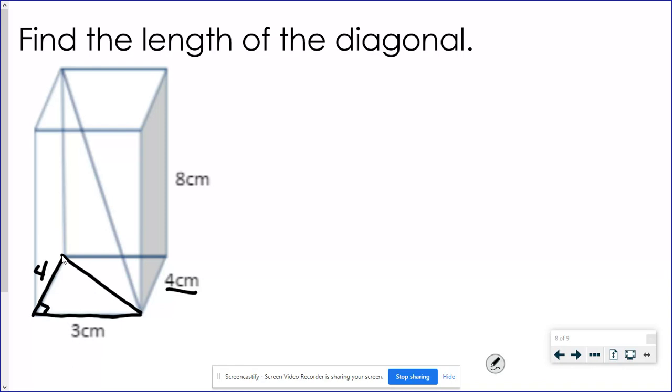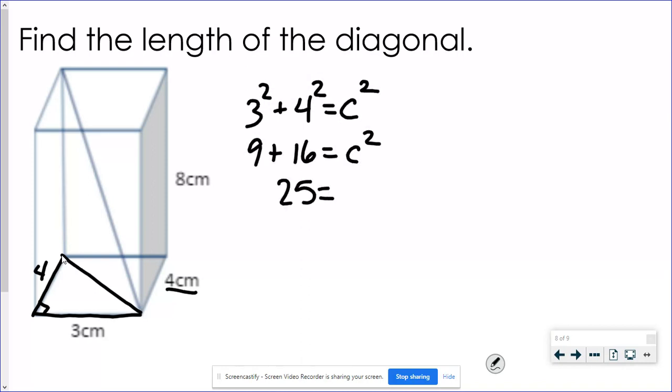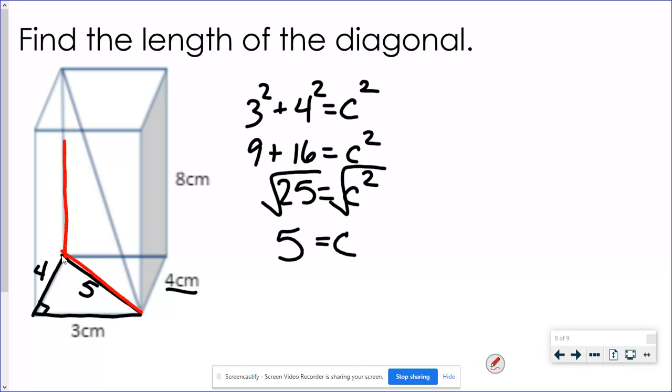And if you've been paying attention to my Pythagorean triples, this is a Pythagorean triple. This is going to be a 3, 4, 5. But that base, let me show you that work. 3 squared plus 4 squared equals c squared. So I would have 9 plus 16, 25. And the square root c is going to be 5. So this length is 5 centimeters. Now using that length with this height, which is 8 centimeters that we know from the other side, that'll help us to find this diagonal.